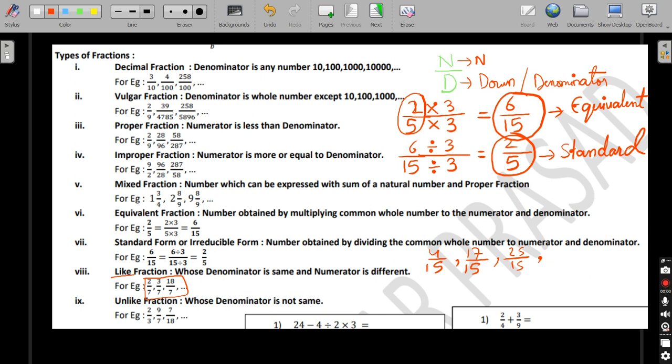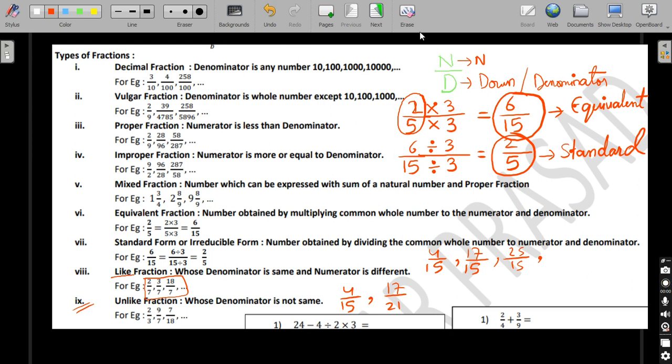After that, unlike fractions, students. Unlike is the opposite of like. The denominator is not the same. For example, 4 by 15 I have written over there, and 17 by 21. Now the denominator is different, so directly I can say it is an unlike fraction. Next topic, unlike fraction. As you are able to see, the denominator is not the same. Hope you are getting the idea how I am solving and what the processes are.